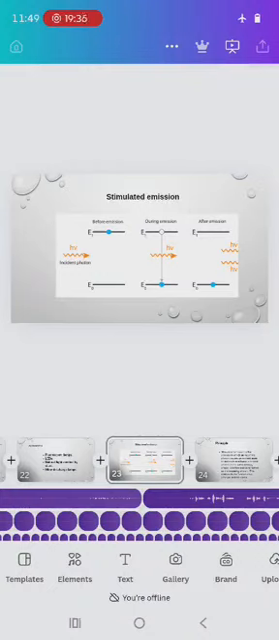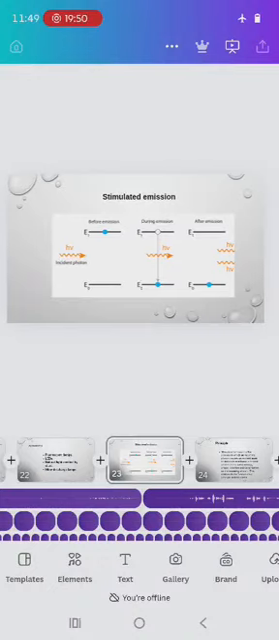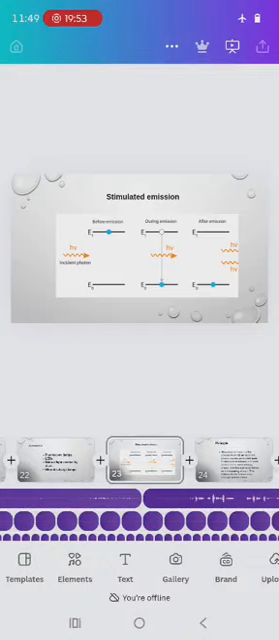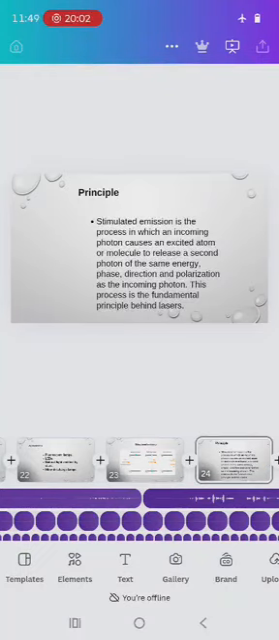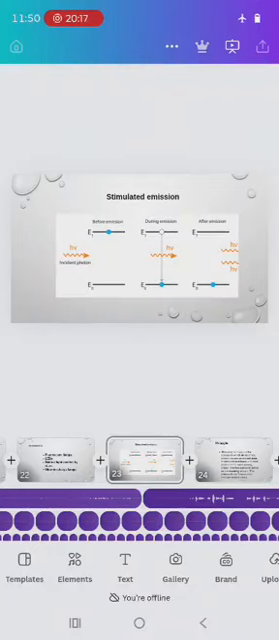This is before emission. The last one is after emission. The atom is in the lower energy state, E0. During this transition, the incident photon causes the excited atom or molecule to release a second photon of the same energy. This is called stimulated emission.